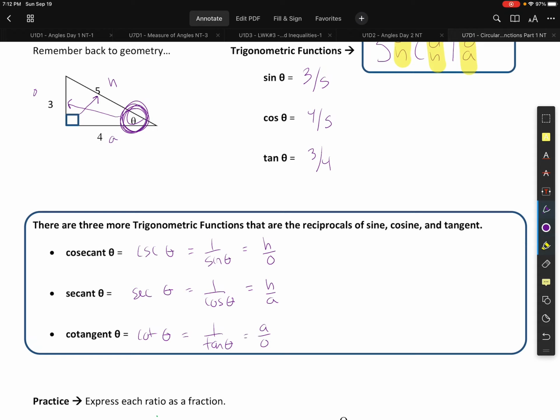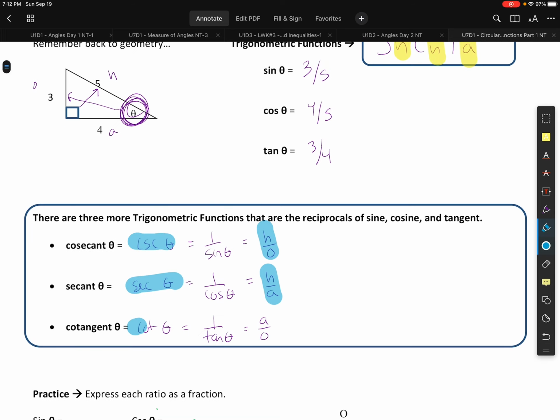So the key thing to pick up here is that cosecant is hypotenuse over opposite. Secant, hypotenuse over adjacent. Cotan, adjacent over opposite. And if we take what we're doing up top, if sine's 3 over 5, that's 5 over 3. If cos is 4 over 5, that's 5 over 4. If tan is 3 over 4, that's 4 over 3.